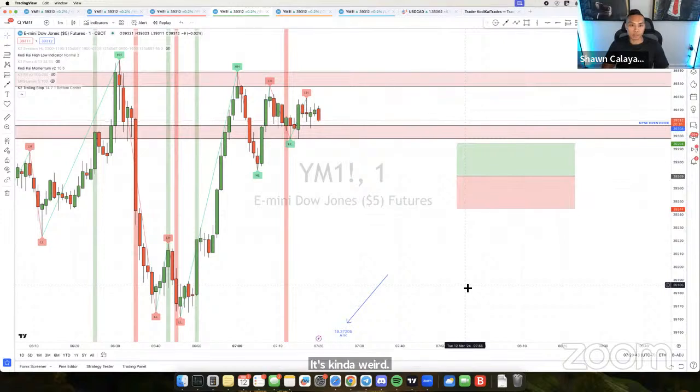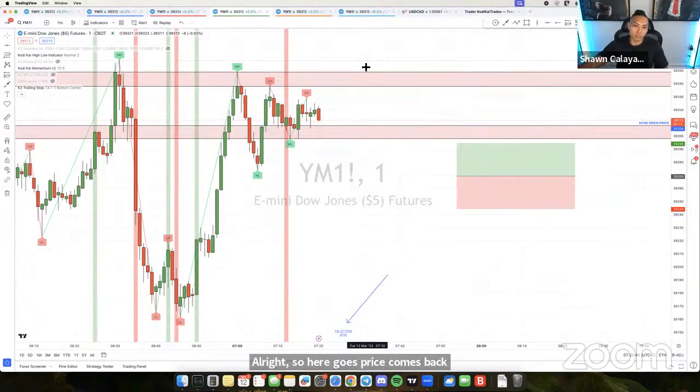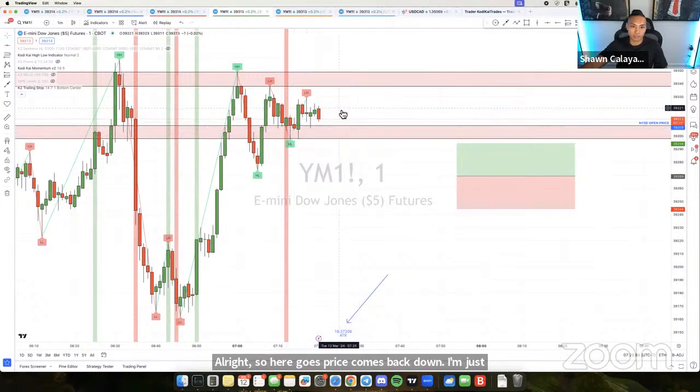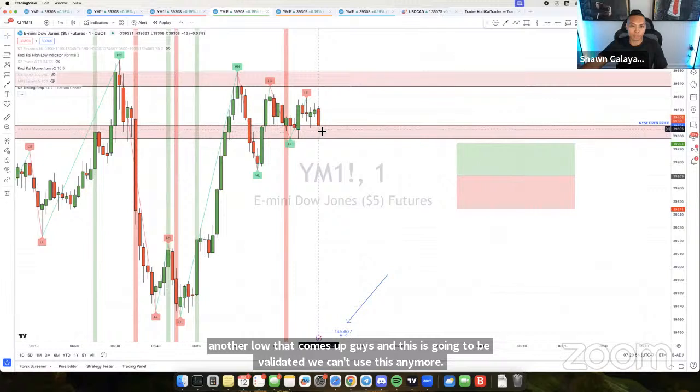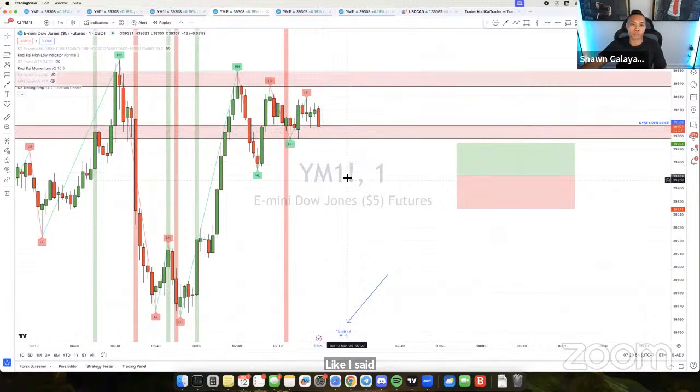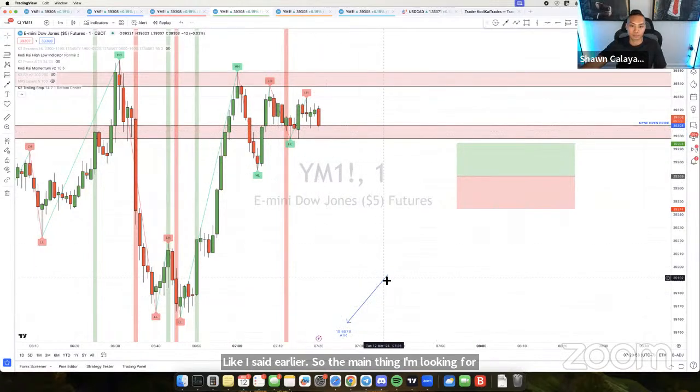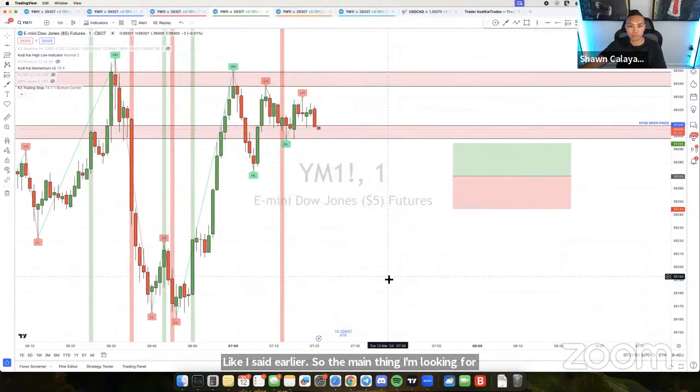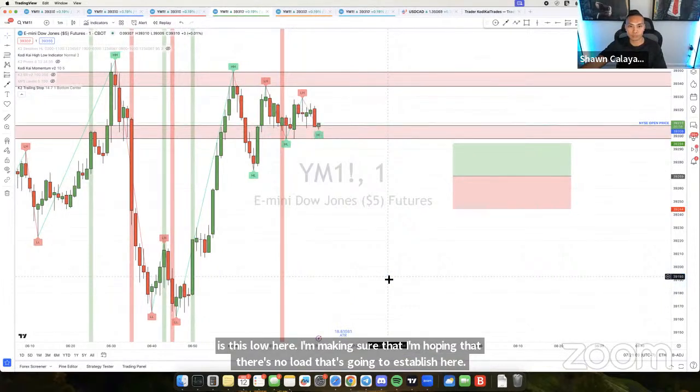All right, so here we go. As price comes back down, I'm just hoping there's not another low, because if there's another low that comes up, guys, this is going to be invalidated, we can't use this anymore, like I said earlier. So the main thing I'm looking for is this low here. I'm hoping that there's no low that's going to establish here. Volatility is super low right now, so we'll see.